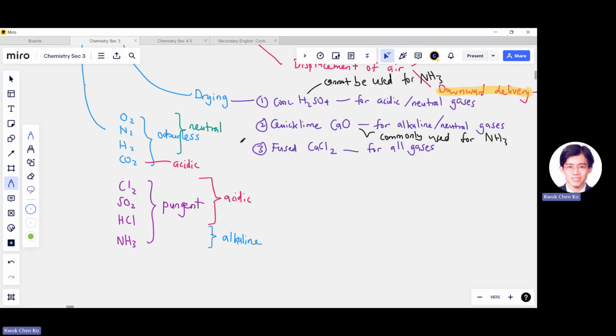Okay, but then you're going to ask, why don't I just use fused calcium chloride for everything? That's wrong. Ammonia cannot. Actually, it can. But the thing is, your school is not going to be so kind to you. They will either give you conc sulfuric acid or quicklime, and then you have to make a decision. They won't give you fused calcium chloride. Most of them do. They say that only these two are available: conc sulfuric acid, calcium oxide. Which one do you want to use?